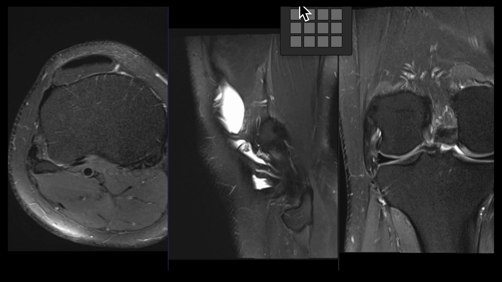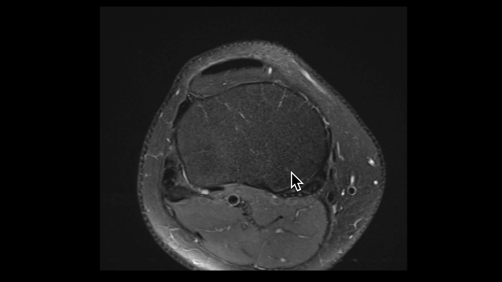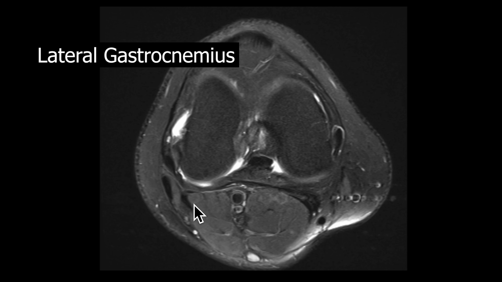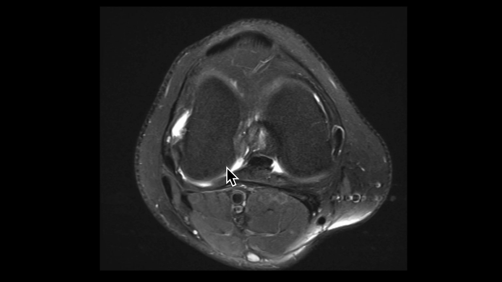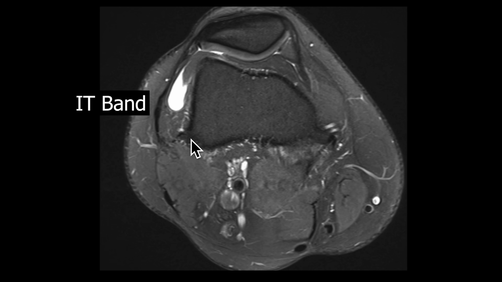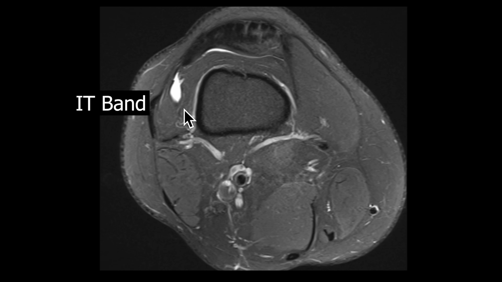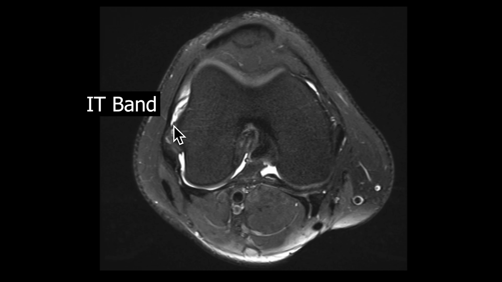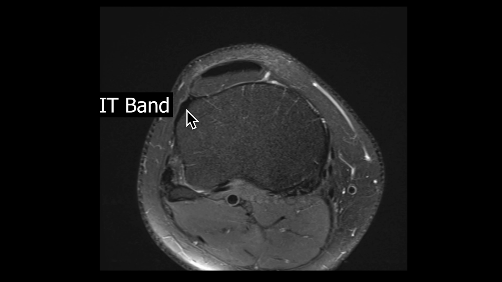The last structures of the posterolateral corner that I'm going to mention will be the lateral gastrocnemius muscle and the lateral gastrocnemius tendon. Anteriorly, you have the iliotibial band, which is this structure here that is forming superficial to the vastus lateralis muscle. So if you follow the iliotibial band at the lateral aspect of the knee, it's going to come down to attach onto the anterolateral aspect of the tibia here at Gerdy's tubercle.